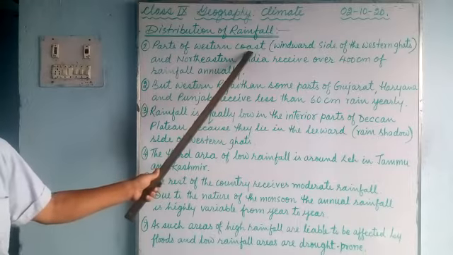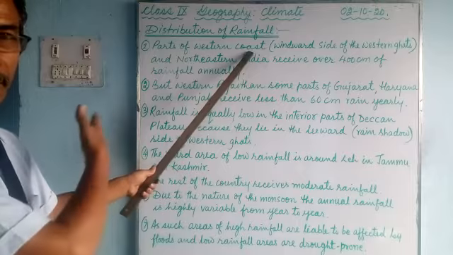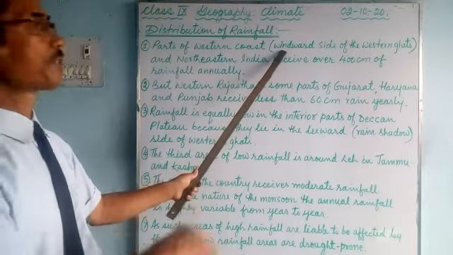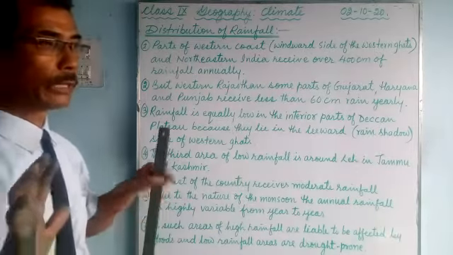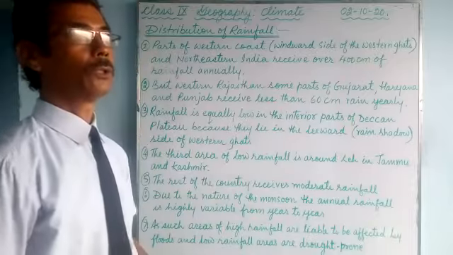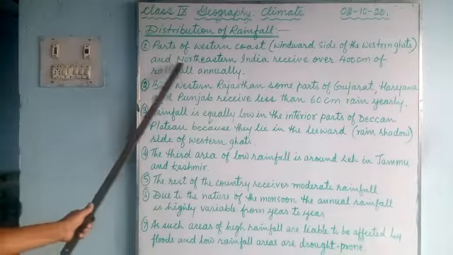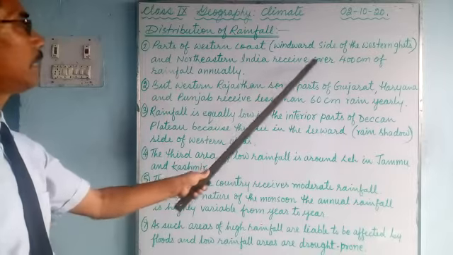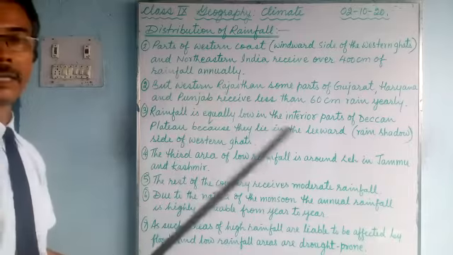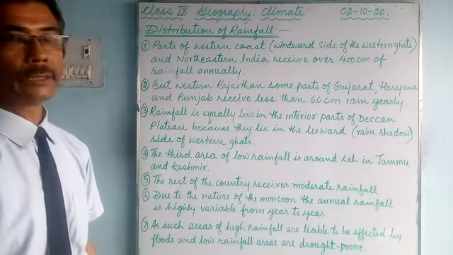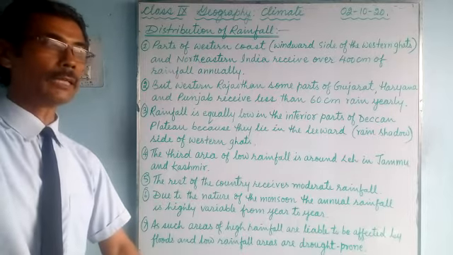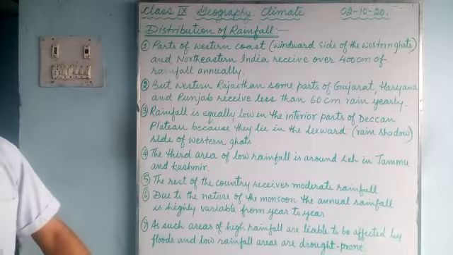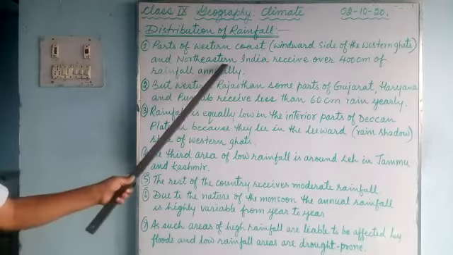Parts of the western coast of our country, that is on the western side, on the Mumbai, Goa side, that is the windward side of the Western Ghats. The monsoon winds will strike the Western Ghats, and northeastern India, that is Assam, Arunachal Pradesh, Meghalaya, receive over 400 centimeters of rainfall annually. Annually means yearly. So these two areas, especially Assam and the windward side of the Western Ghats, receive above 400 centimeters of rainfall every year. These are the areas of heavy rainfall.